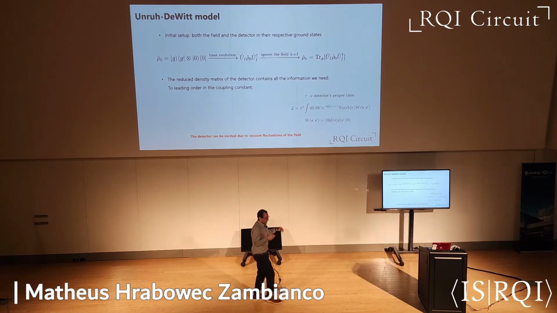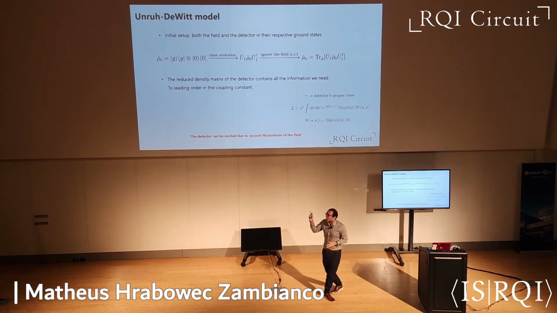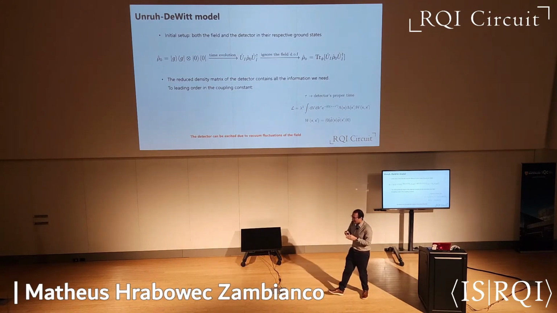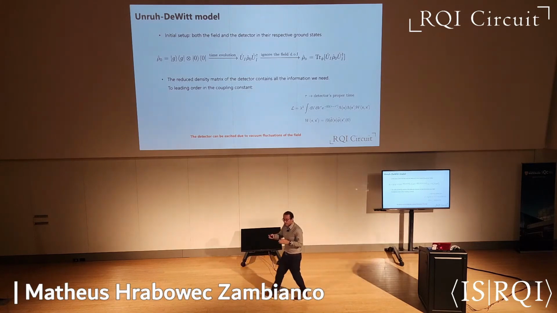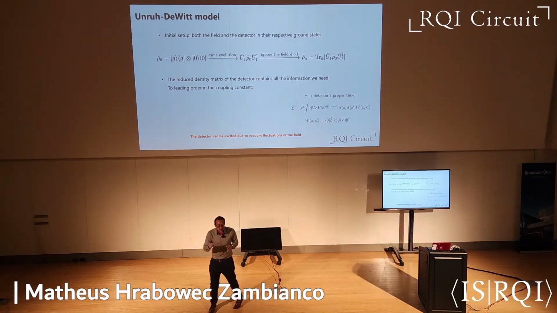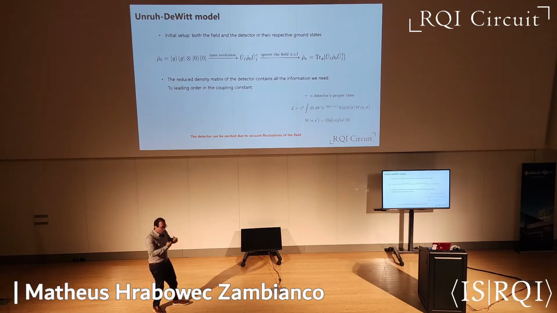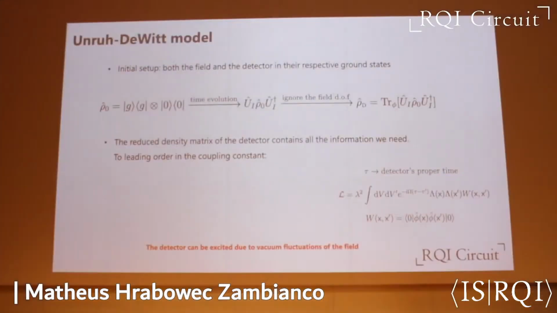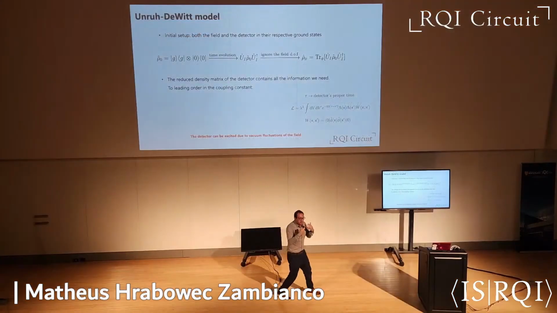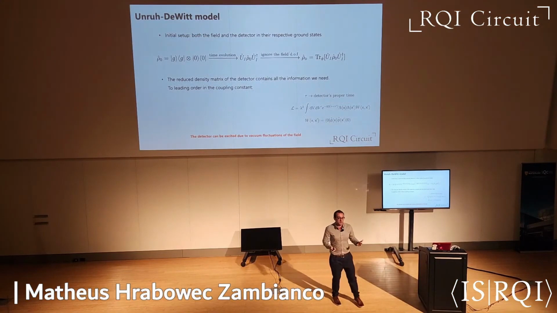Then we evolve it according to the interaction that I described on the previous slide. And after that, remember, the field has infinitely many degrees of freedom. It's complicated. We don't like that mathematically. So we trace out, we ignore the degrees of freedom of the field. And then we get this object here, the reduced density matrix, that allows me to predict statistics of measurements that I might perform on the detector.